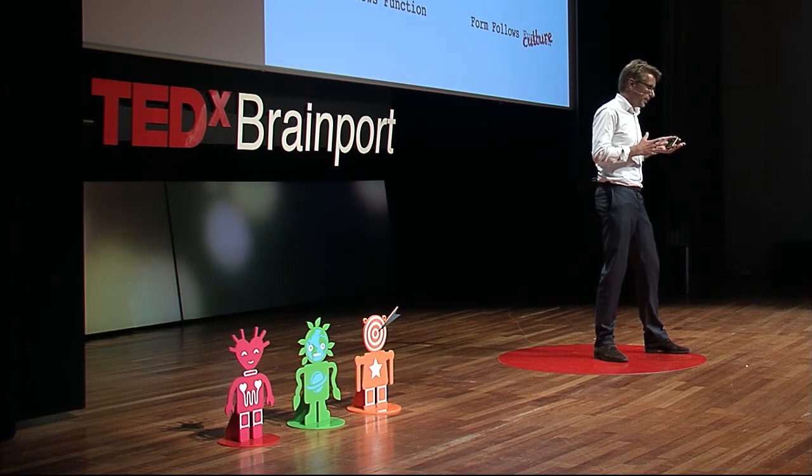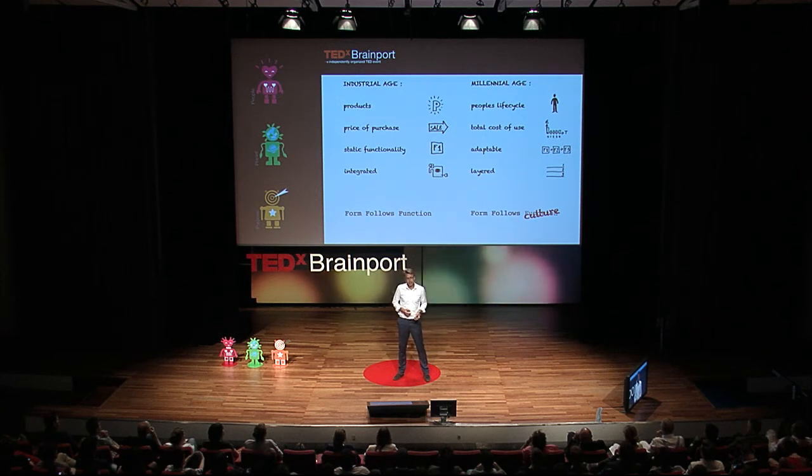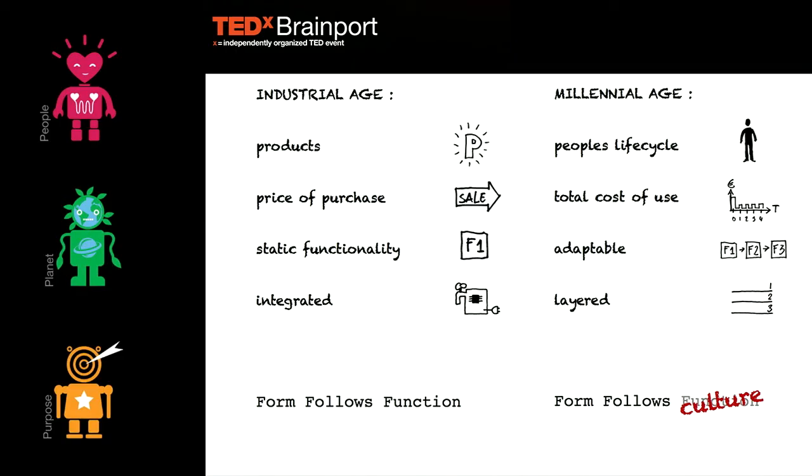So to finish off, I think it's time to move from industrial age design to millennial age design and look at people's life cycles and the total cost of use. And we should make buildings adaptable to this functionality and the changes in your lifestyle. And that we can do by using layers. And then we really move from form follows function to form follows culture.